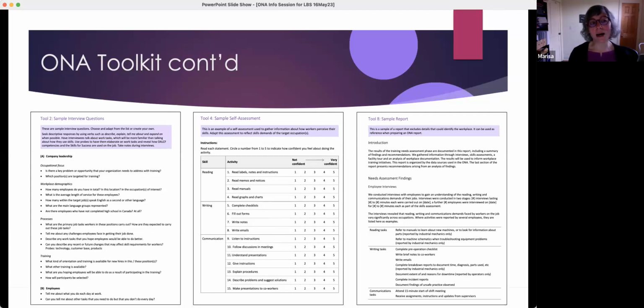So that's the idea behind the toolkit, a way of describing the ONA, outlining the process, and supplying targeted tools that help LBS providers conducting ONAs carry out each of the steps in this flexible process.